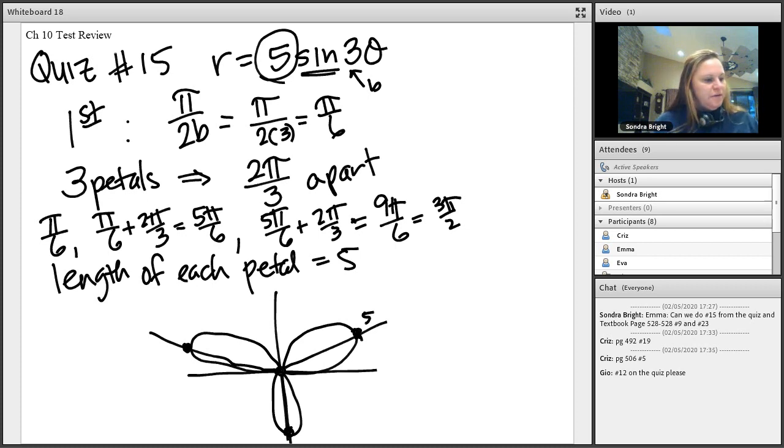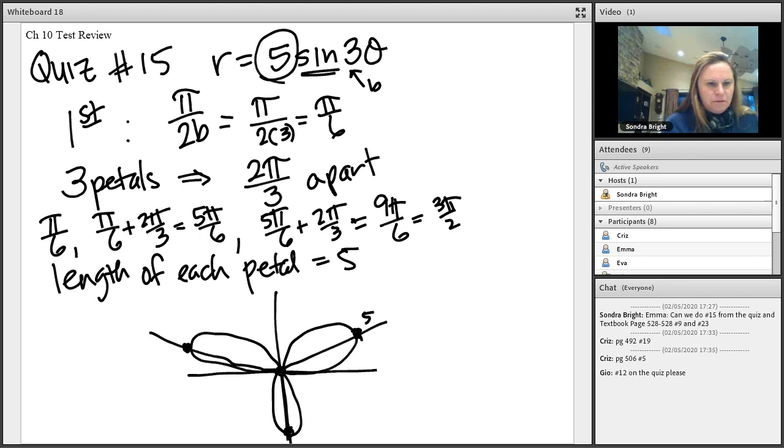Textbook 528, number 9. We're going to skip that one. That's a spiral. And the fact that it's negative just means it goes in the other direction. But yeah, let's just skip that one. You're not going to need to do spirals. I don't care. Number 23.